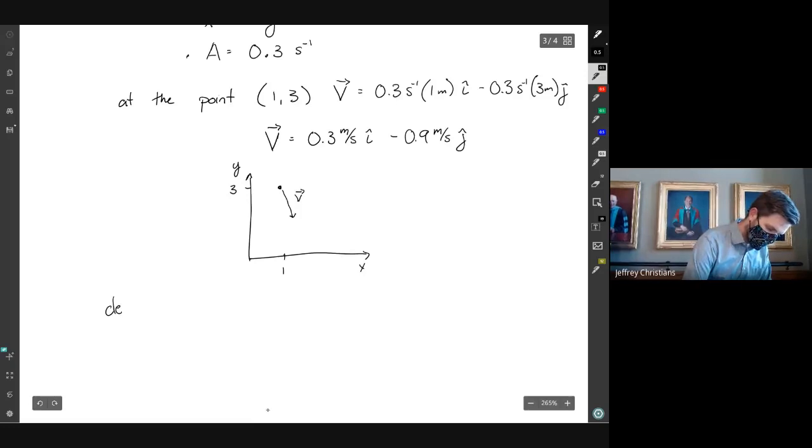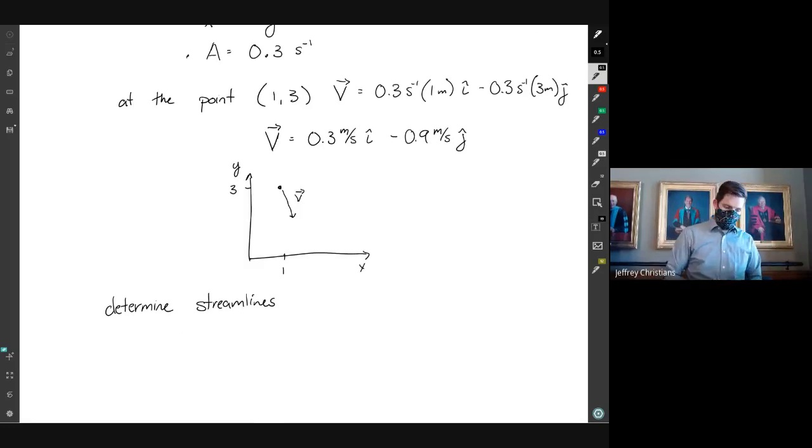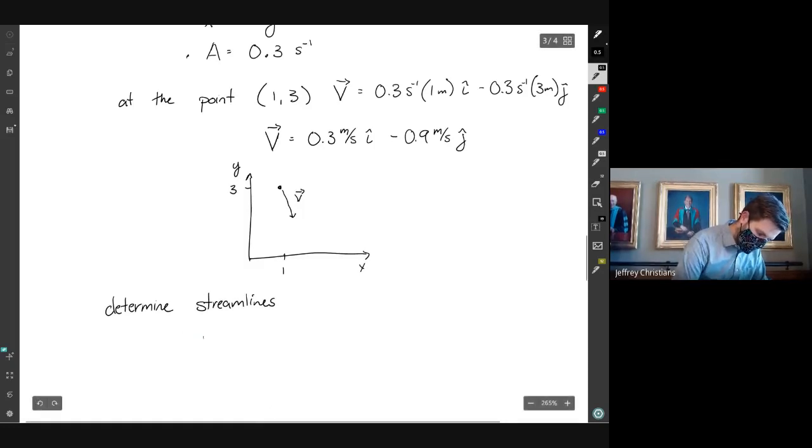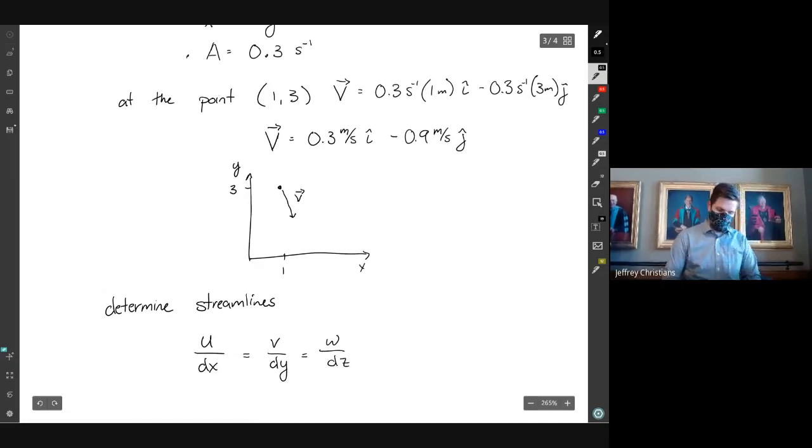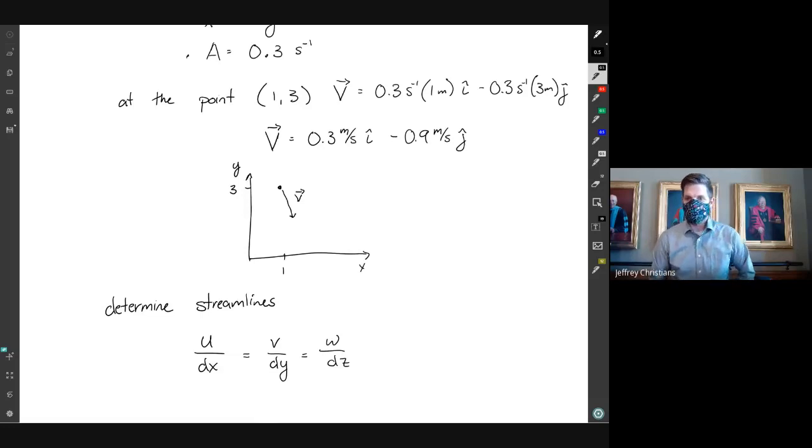So we can determine streamlines. How are we going to determine streamlines? Well, we have our differential equation for streamlines. So we have the equation u over dx equals v over dy equals w over dz. Okay, that's our differential equation for streamlines. This is the equation that we have to solve to figure out the streamlines.